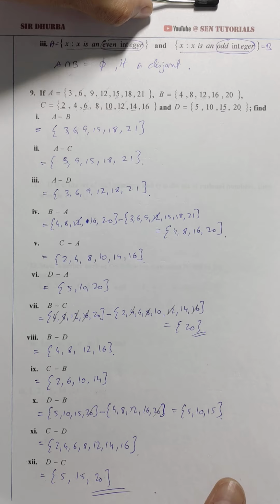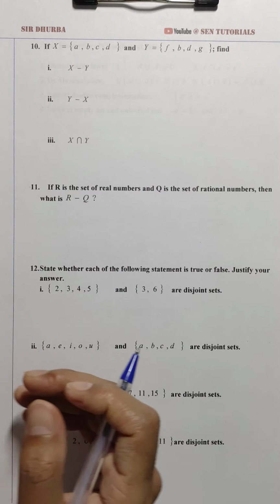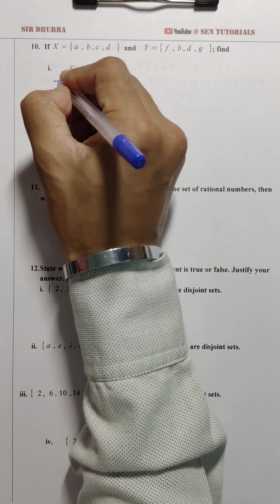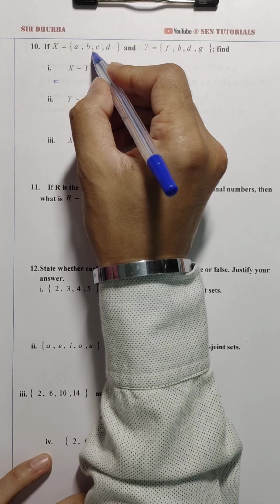Okay, simple stuffs done. You can pause the video. All right. Okay, moving on to number 10. Same again. X minus y. Any elements that I can remove?